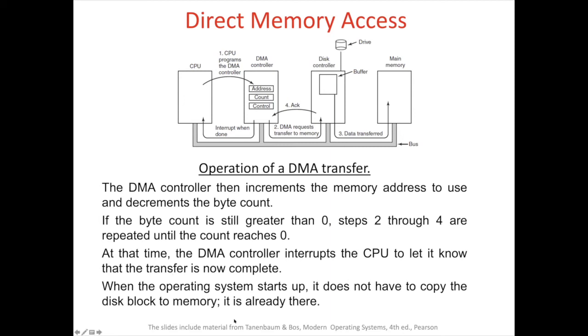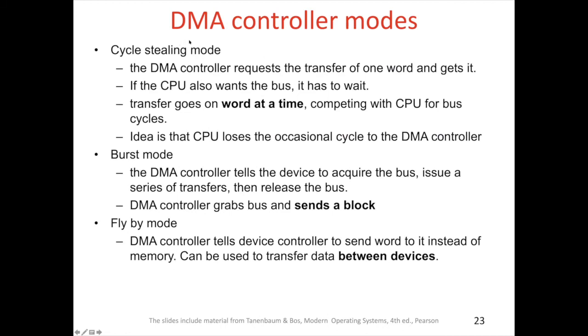When the operating system starts up, it does not have to copy the disk block to memory. It is already there. As for the DMA controller modes, we have cycle stealing mode, burst mode, and flyby mode. In cycle stealing mode, the DMA controller requests the transfer of one word and gets it. If the CPU also wants the bus, it has to wait. Transfer goes on one word at a time, competing with the CPU for bus cycles. The idea is that the CPU loses the occasional cycle to the DMA controller.